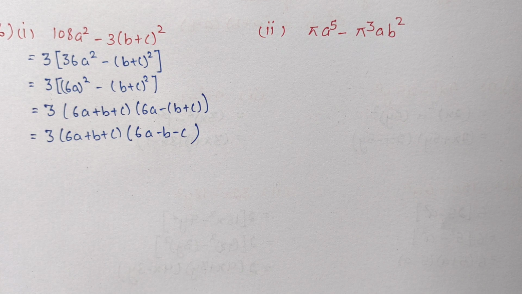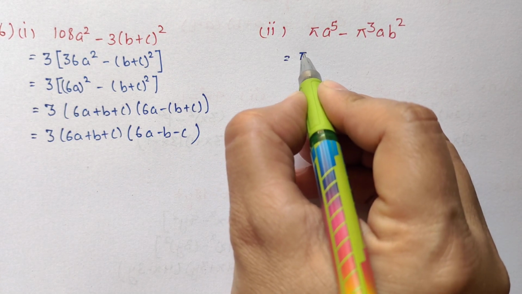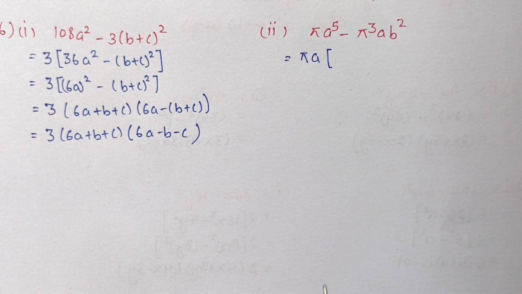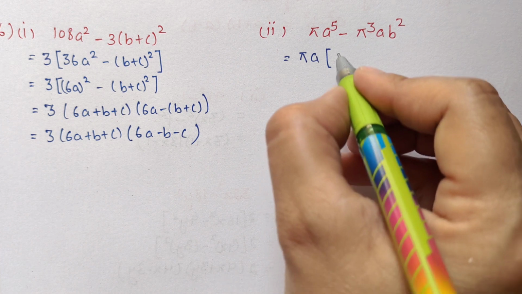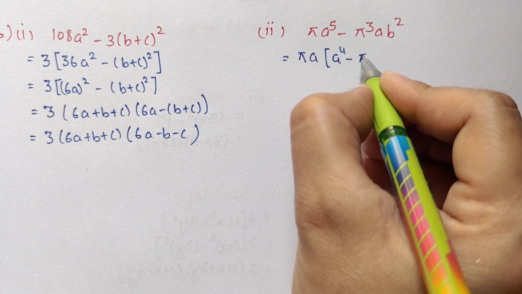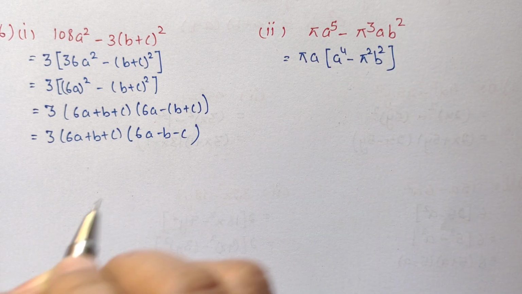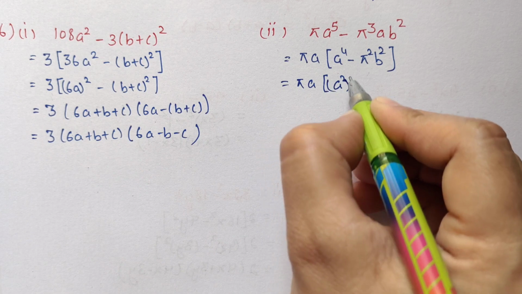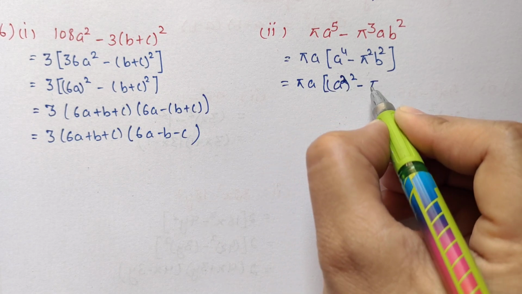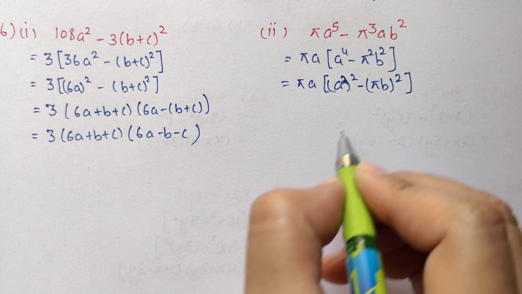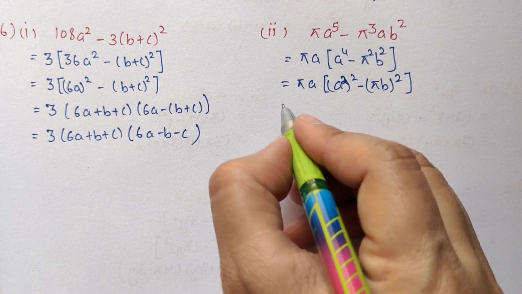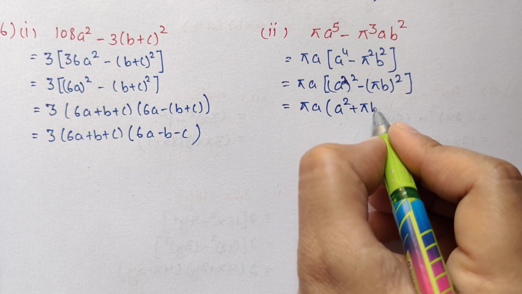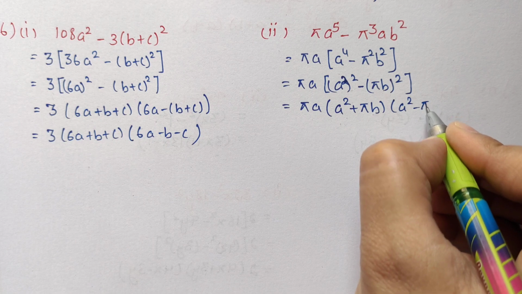In the second part, first we will take out the common. We can take pi common and a also common. Then inside the bracket we have a to the power 4 minus pi square b to the power 2. A to the power 4 we can write as (a square) whole square minus (pi b) whole square. Now use the identity a square minus b square, which is equal to (a + b)(a - b). So (a square + pi b) and (a square - pi b).